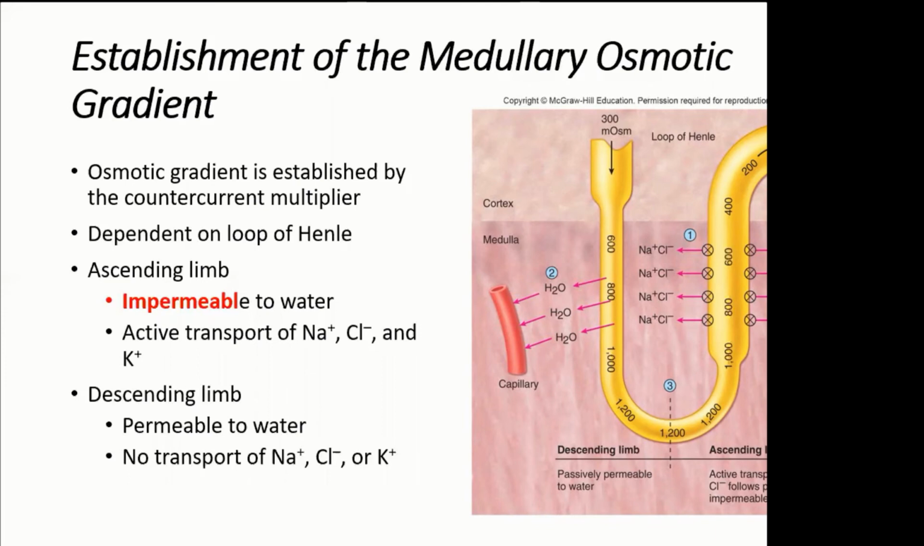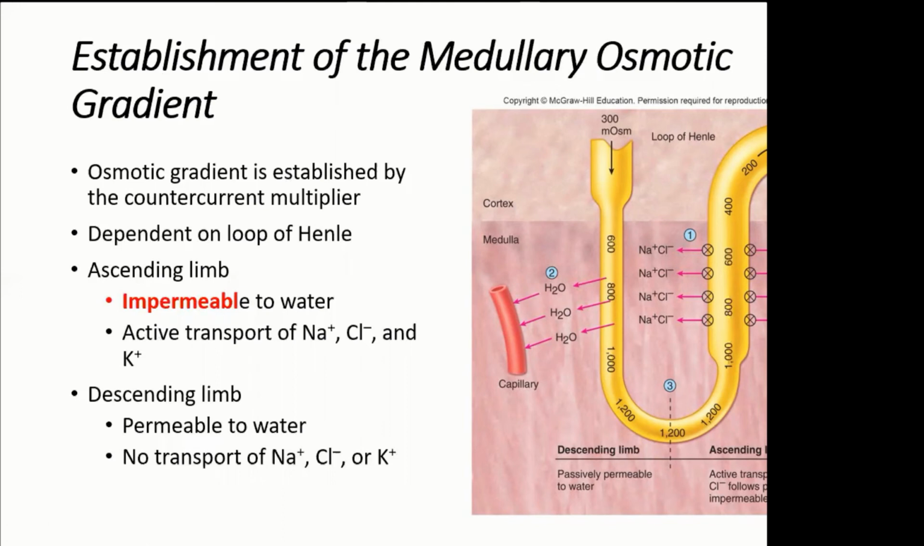So it's happening as our descending part of the loop of Henle is interacting with factors set up by our ascending limb of the loop of Henle. So this just writes out what I said a second ago.